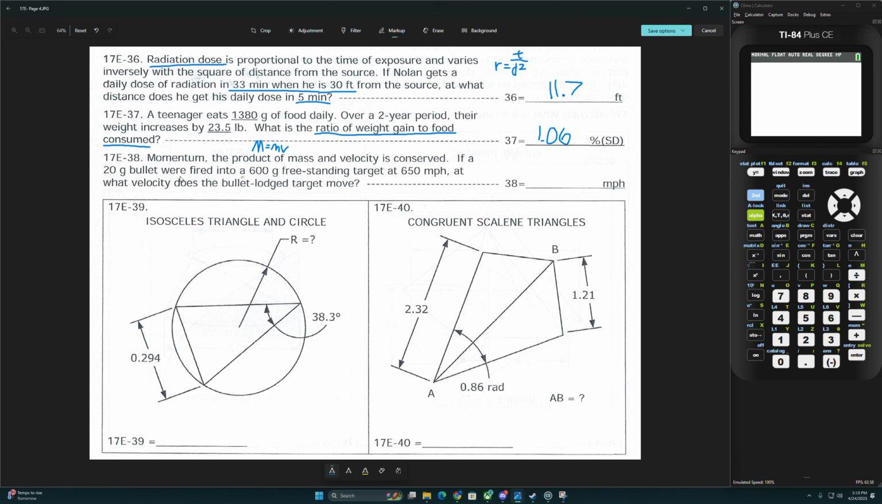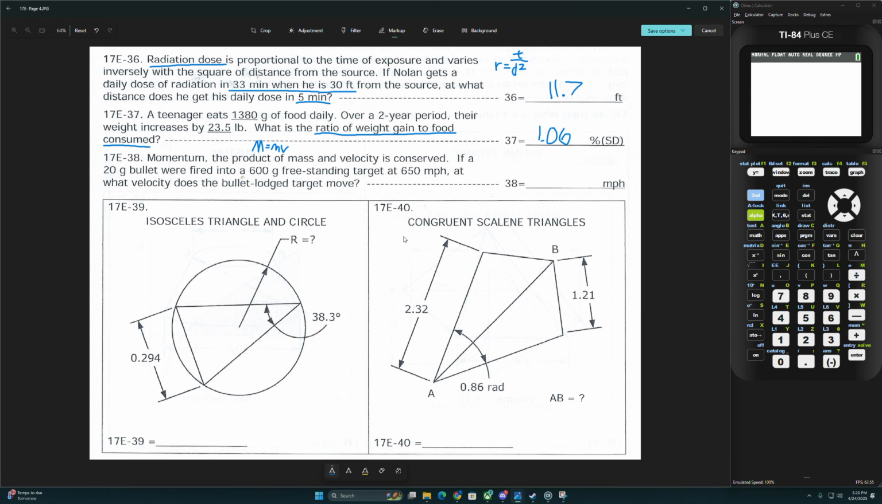If a 20-gram bullet were fired into a 600-gram freestanding target at 650 miles per hour, at what velocity does the bullet lodged target move? Whew, okay. So it gives us a lot to work with. It goes back to a relationship like the one in problem 36, but it's been a second since I've done these. All right, let's see if we can do it.